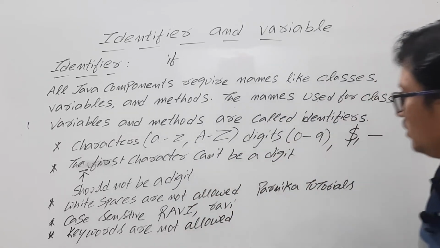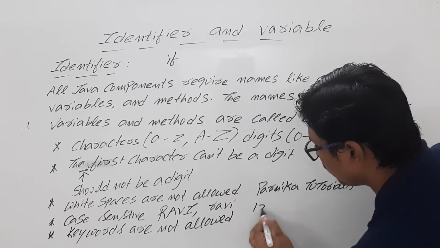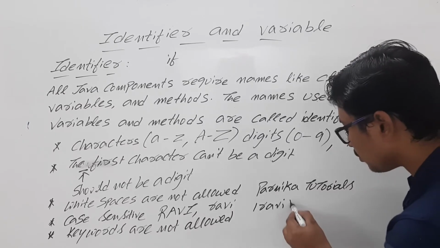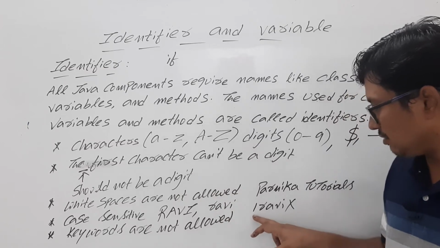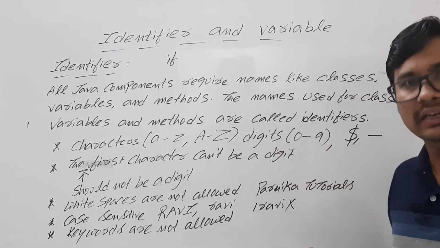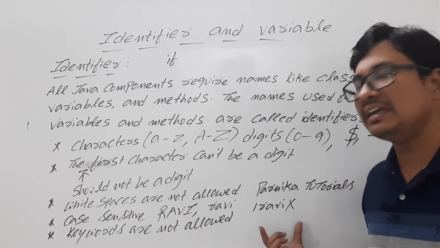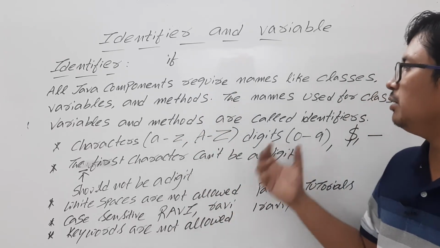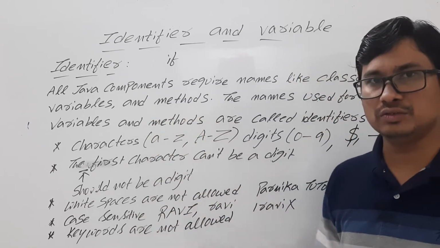So now let me ask one thing. Suppose you have 1Ravi. Is it a valid identifier? No, it is not a valid identifier. Why? The first character cannot be a digit, but here the first character is 1, which is a digit, anything from 0 to 9. That's why it is not a valid identifier. So whenever you are giving a name to classes, variables and methods, you need to follow all these rules.